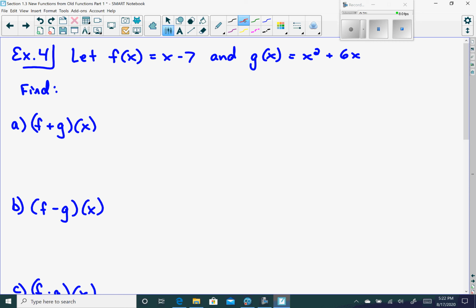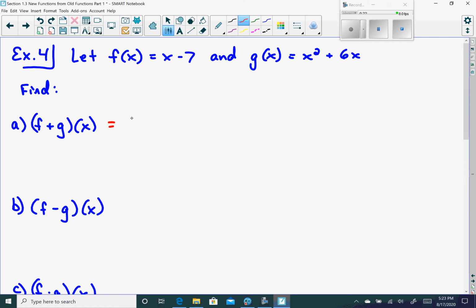As I said, what I give in class are going to be very similar problems, but definitely different to provide you with more practice as well. All right, so here we're looking at A. We have f of x is equal to x minus 7, g of x is x squared plus 6x. So the first, I'm just asking you to add these two together. Again, please feel free to pause the video and try A and B on your own, and then resume playing.